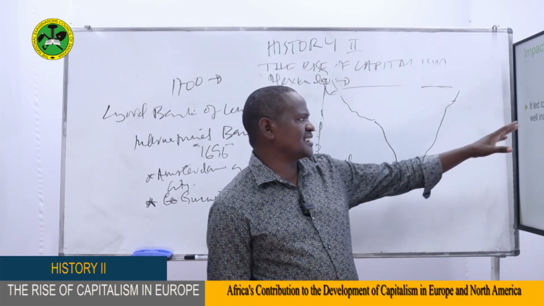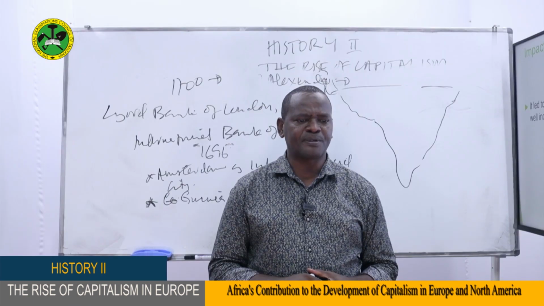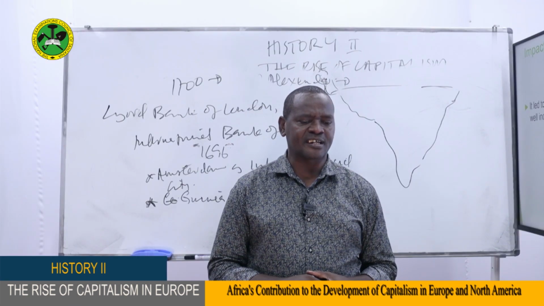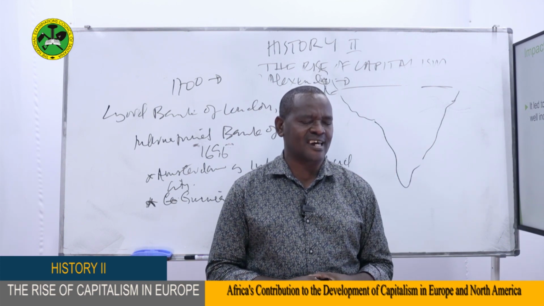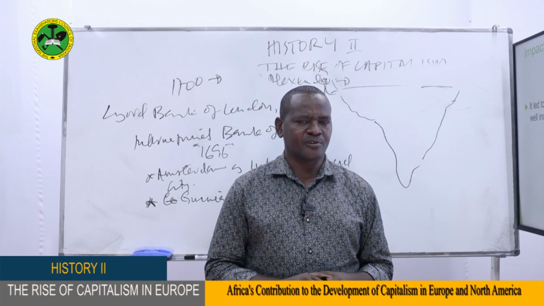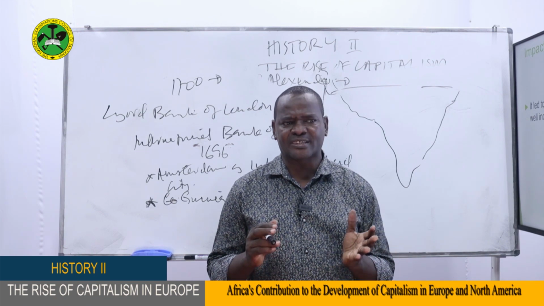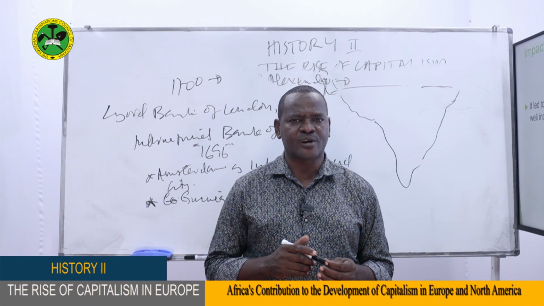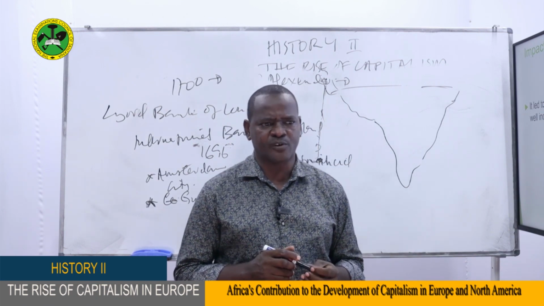Another thing is it led to the emergence of black Americans and mulattoes. The people who are called today the black Americans, in fact, those people would never have existed in America today if it wasn't for that trade relations. They were taken there through triangular trading. You know, they didn't go there on their own. They didn't go there for a picnic. In fact, they went there after being forced to work in the plantations as slaves. And that, remember, we said lasted for 400 years.